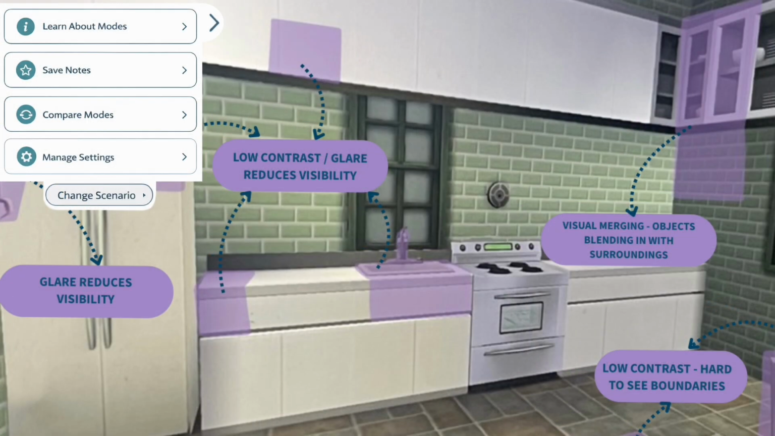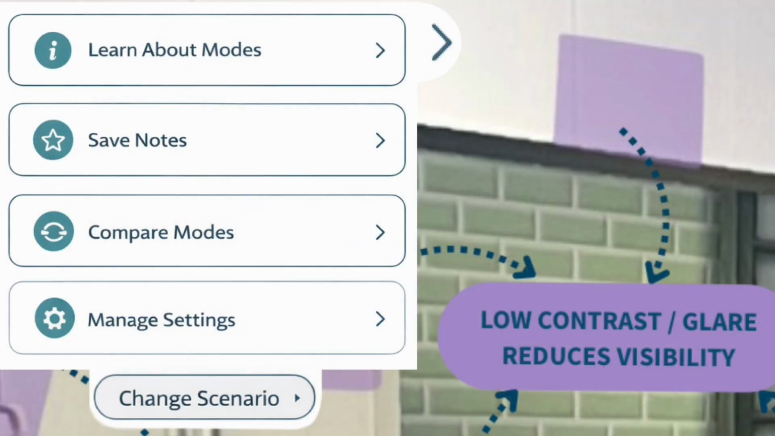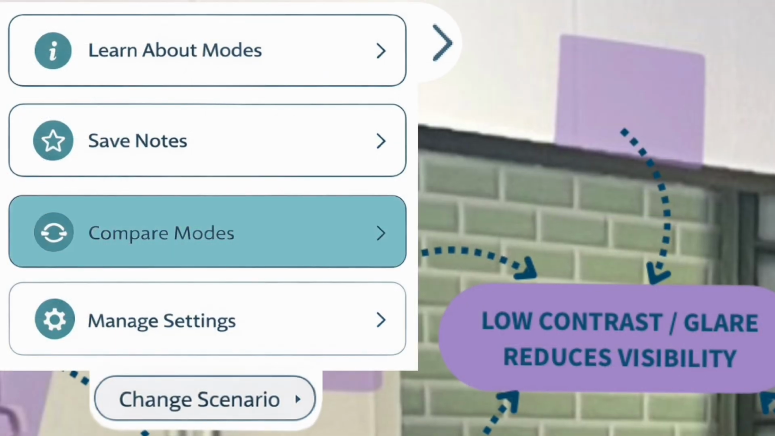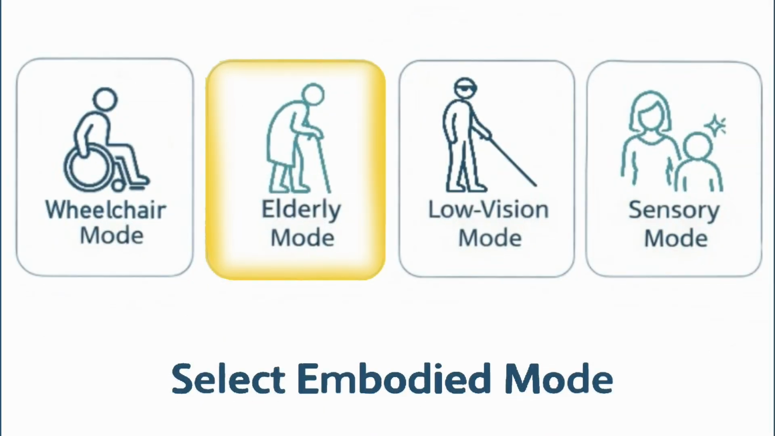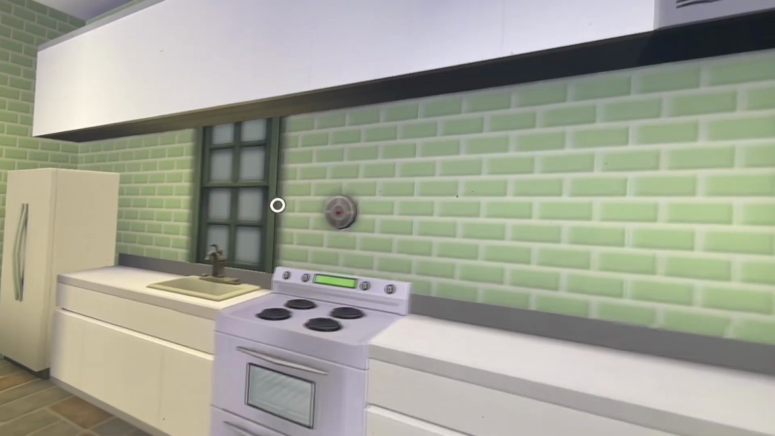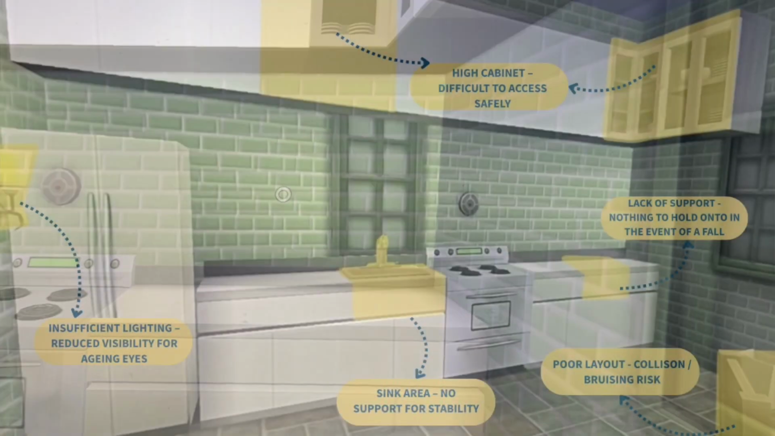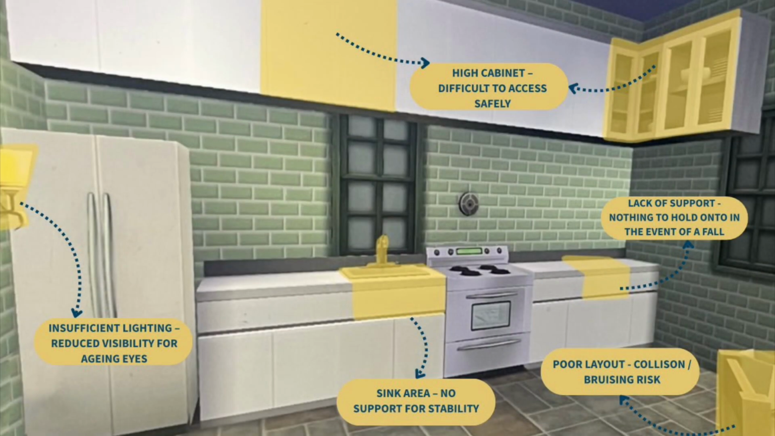The side tab appears next, giving you quick access to the same tools while you're inside a mode. Here, Compare Modes is selected so you can switch perspectives without leaving the environment. Moving into elderly mode, the camera shifts slightly lower and steadies the movement. Suddenly, lighting, corners, and reachability become much more noticeable. The static annotated image highlights these points clearly.